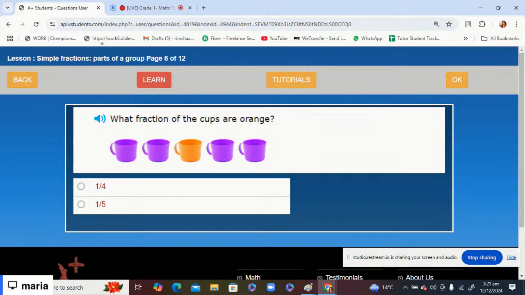It's 1, 2, 3, 4, and 5. So how many total are there? Total there are 5. And how many are orange in it? Only 1. So 1 by 5 is your answer.